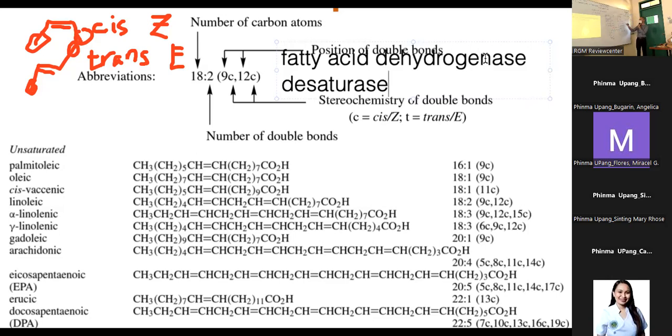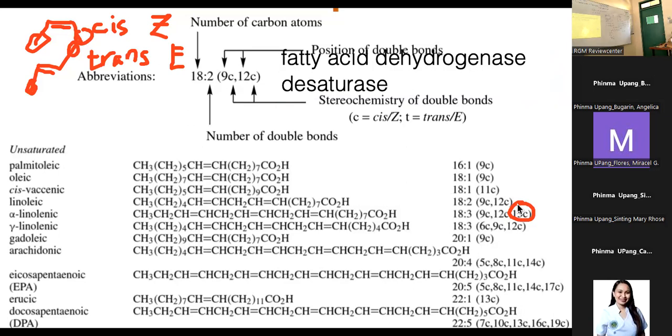May shortcut kasi yun. Just look at the last fatty acid na mayroong unsaturation. Okay? For alpha-linolenic acid, for those who are online, just follow me. For alpha-linolenic acid, the last carbon with the unsaturation is 15. Okay? Ito siya, 15. Ito, 15. Okay? So since 18 carbons siya, 18 minus 15 is 3. So omega-3 fatty acid si alpha-linolenic acid.